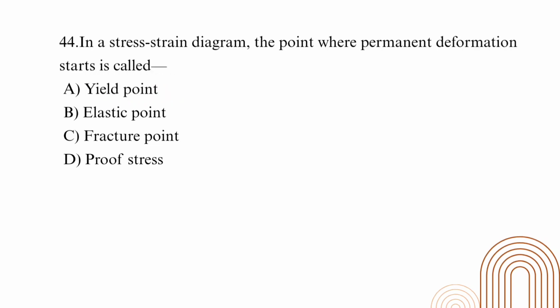Now the next is question number 44. In a stress strain diagram, the point where permanent deformation starts is called, and options are A, yield point, option B, elastic point, option C, fracture point, and option D, proof stress. And the correct answer is option A, yield point. In a stress strain diagram, the point where permanent deformation starts is called the yield point.